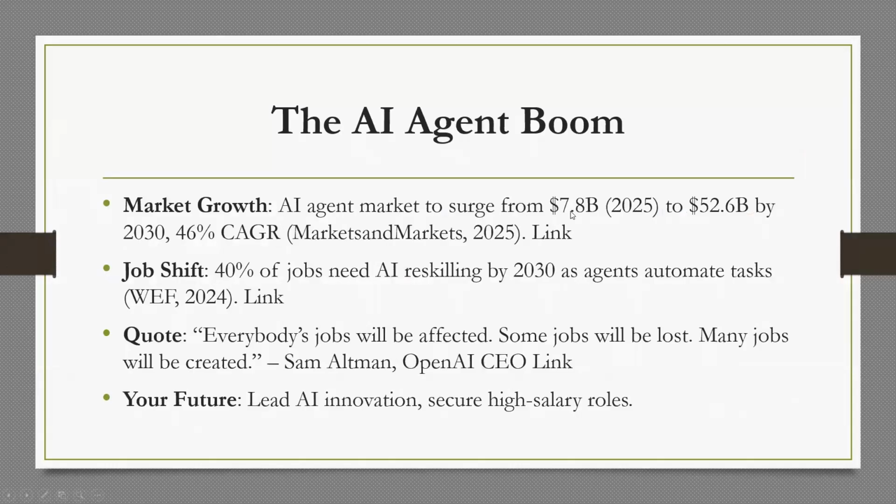The AI agent market is going to surge from $7.8 billion to $56 billion. It's a 7 times increase, guys. So job shift: 40% of jobs need AI reskilling by 2030. So we all have to upskill. And fortunately, I was a little lucky to get upskilled a little earlier. Everybody's jobs will be affected.